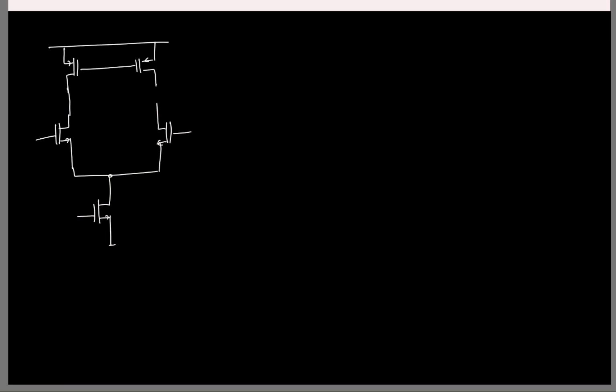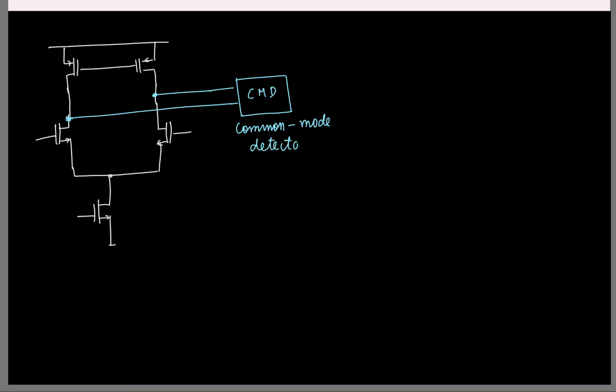So now what I'll have to do is, to get the common mode, I'll have to take the average of these two. I'll give it to a block that detects the common mode. So it's CMD, a common mode detector. That is just a fancy way of saying that I'm taking the average. That's all.